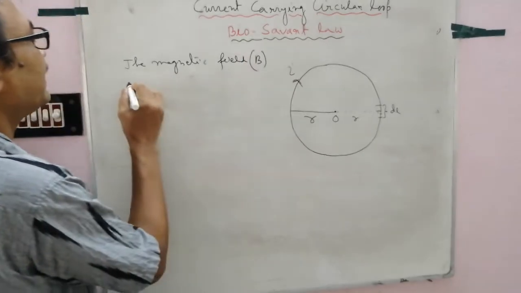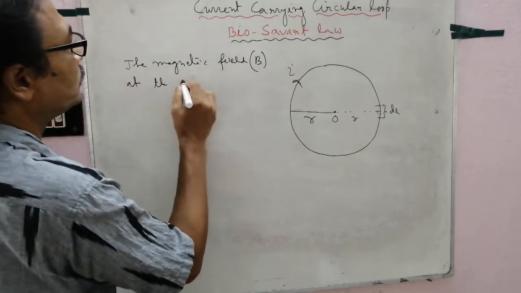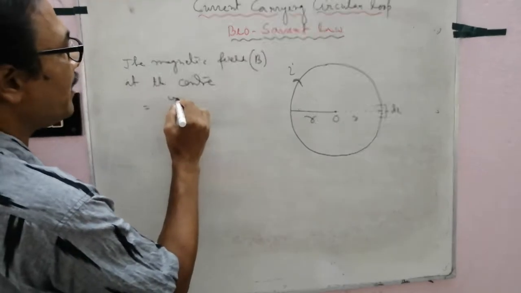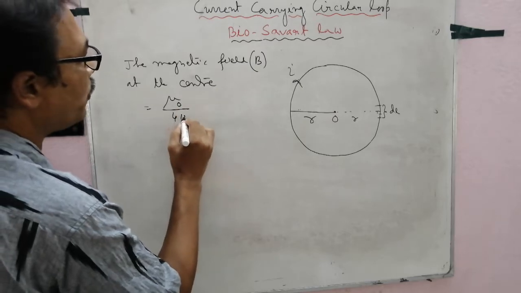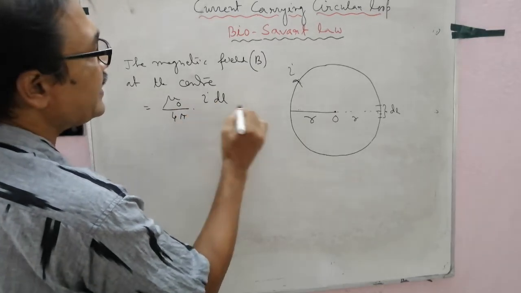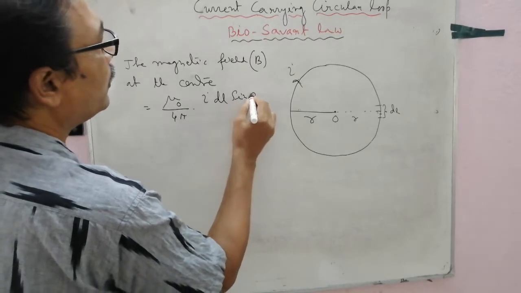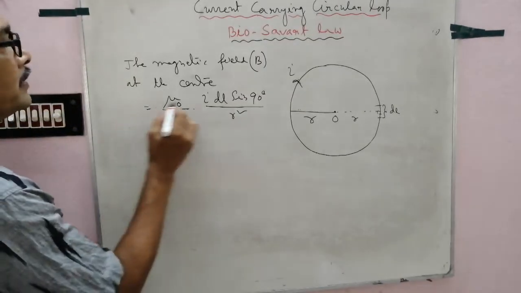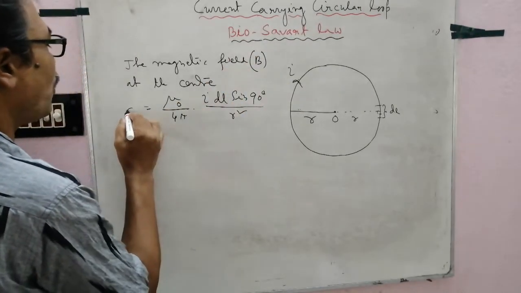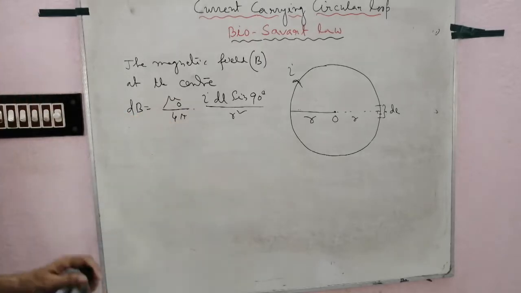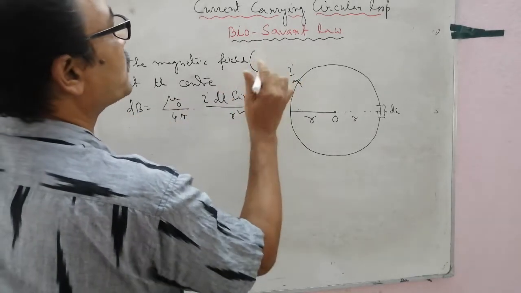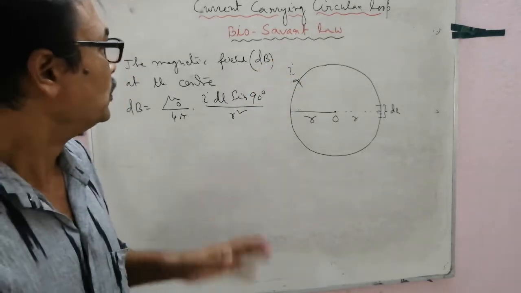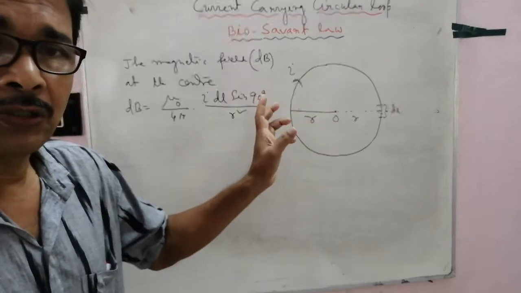B at the center is equal to, according to Biot-Savart law, mu0 by 4 pi I dl sine 90 degree by r square. Follow? This is the magnetic field for small length, that is dB. Magnetic field we consider for small lengths, that is dB. Follow? The magnetic field at the center.